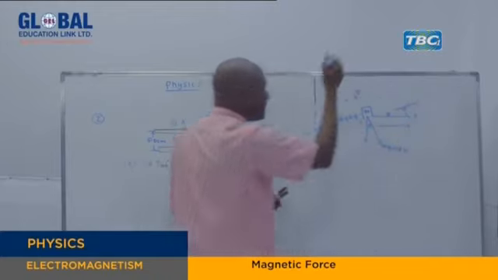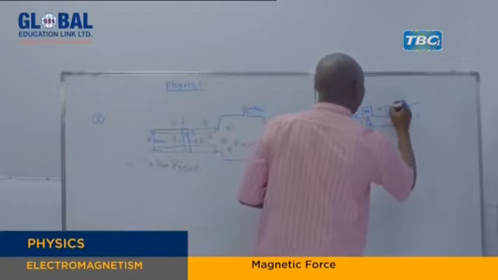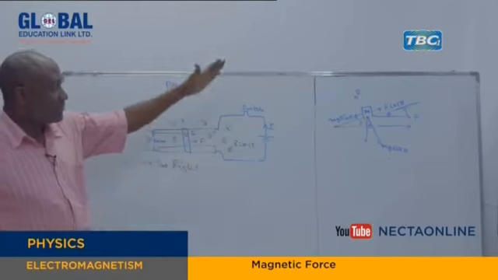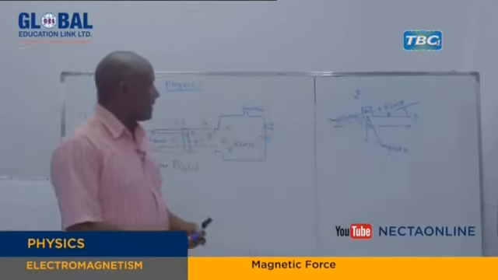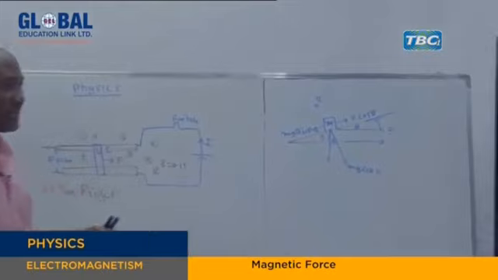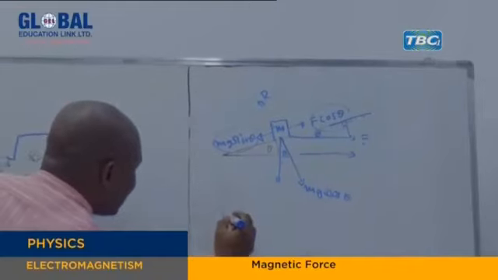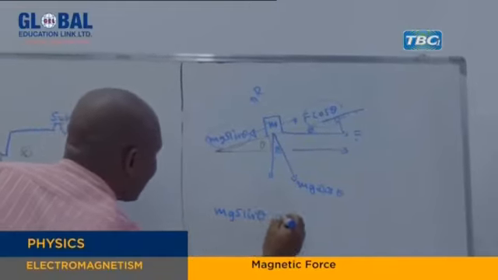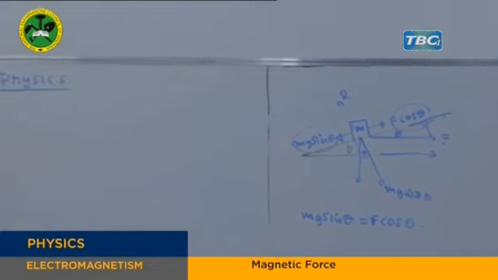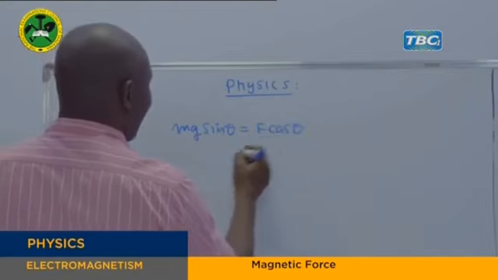If we resolve that force here, we find that the component of that force along the plane will be F cos theta. And from the principle of mechanics, that's how you can resolve. From there, we are told that the bar x will remain at rest. So the two forces must balance: mg sine theta equals F cos theta.